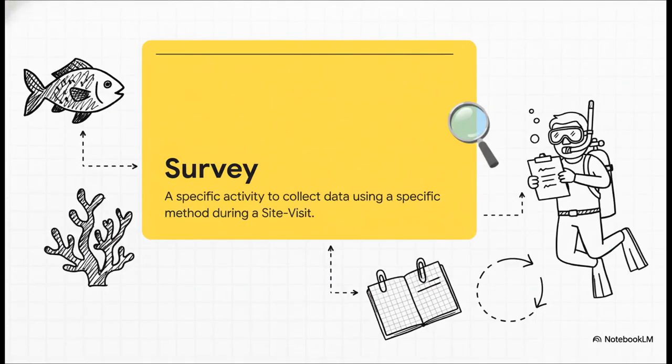And that brings us down to the most granular level of organization before you get to your raw numbers, the survey. A survey is the specific activity itself, like your fish transect or your coral condition assessment. It's always linked to a specific method and an observer. And this is the record where you'll finally attach your data sheets.